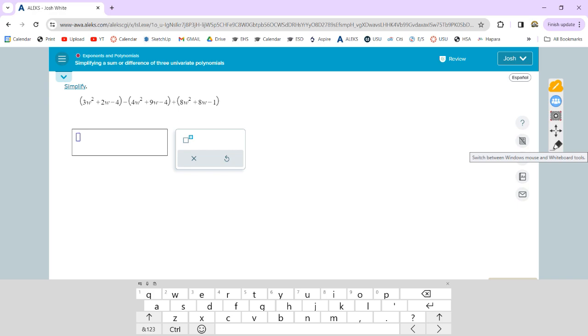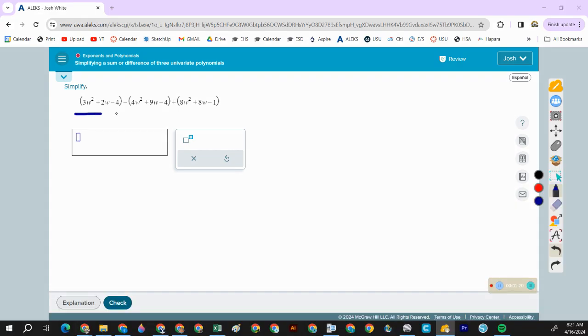So here we have three trinomials. A trinomial minus a trinomial plus another trinomial. And we're going to combine like terms. Like terms inside a polynomial means that the variables are exactly the same. So not only are the variables the same, but the exponents on the variables are also the same. And then if that's the case, then we add or subtract the numbers out front. The number in front of a term is called a coefficient.